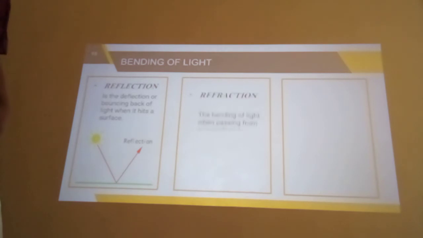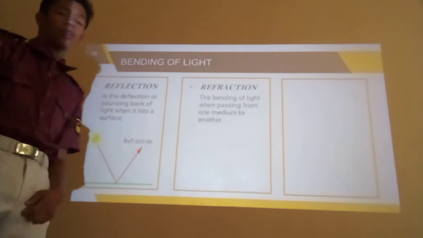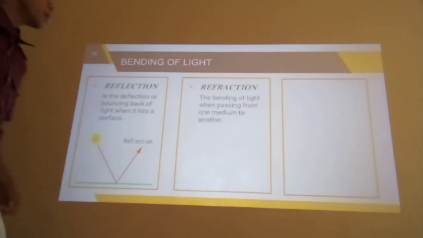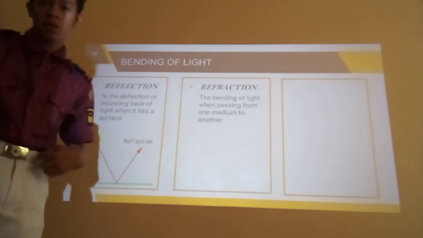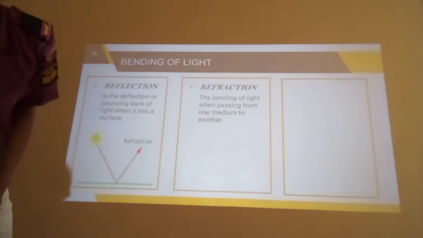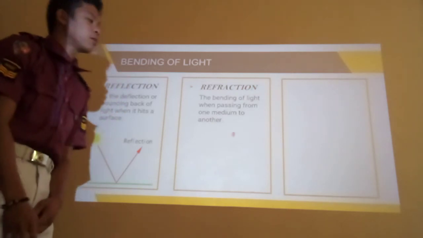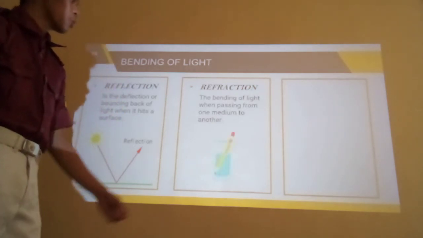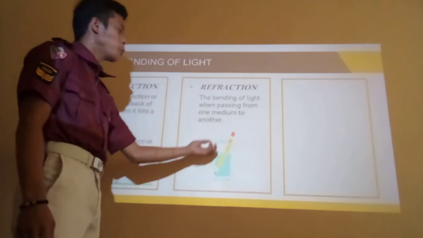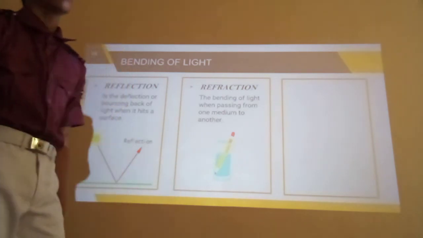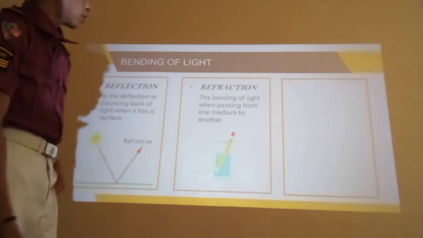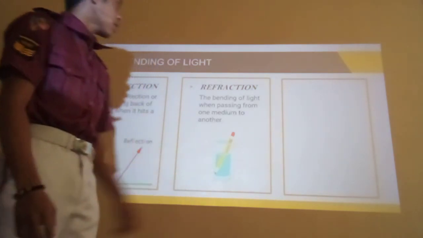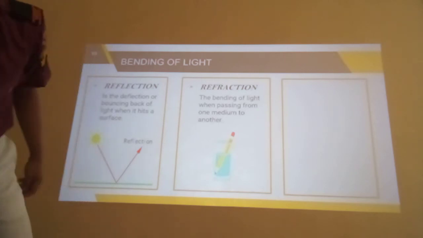The next bending of light is refraction. Refraction is the bending of light as it passes from one medium to another. I have here an example of refraction. As we can see, this is a pencil. If we put the pencil inside a glass of water, this is the example of refraction.